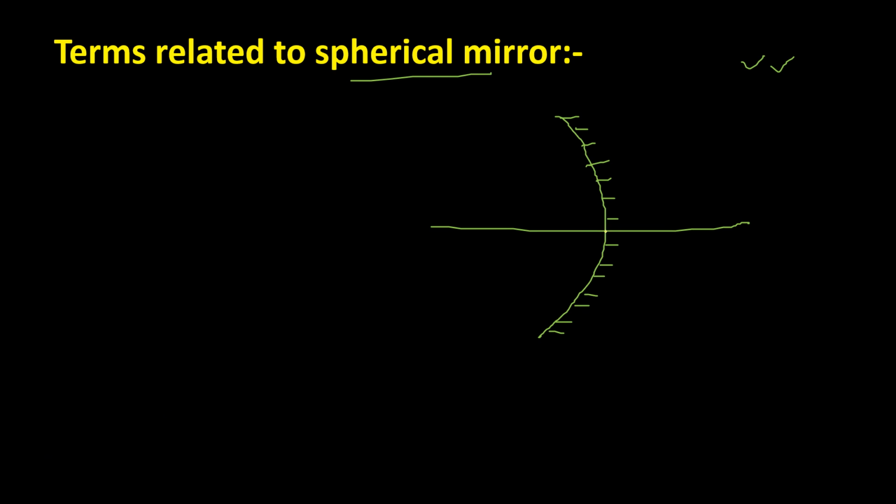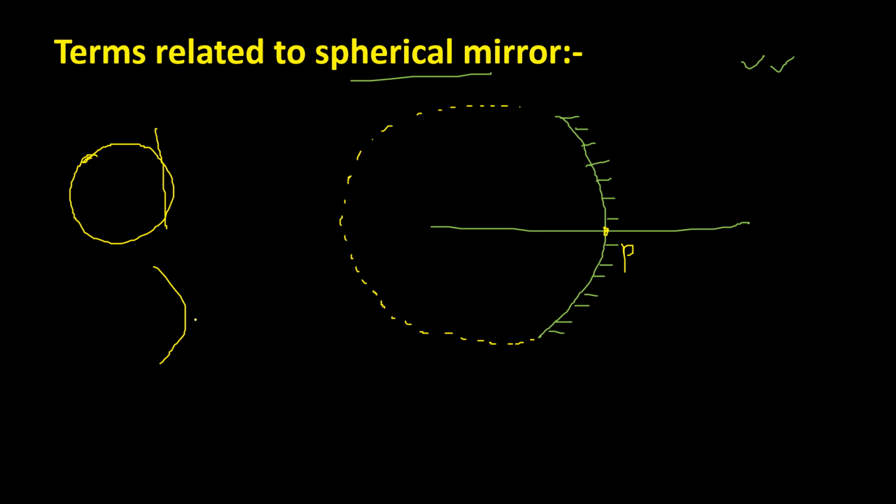So here I am considering the pole, the middle point of the spherical mirror. Actually, it is a part of the sphere. I am taking a small portion of the sphere which is reflecting the light, where reflection is taking place. So that's why it is called curvature. Here I am considering the spherical mirror.